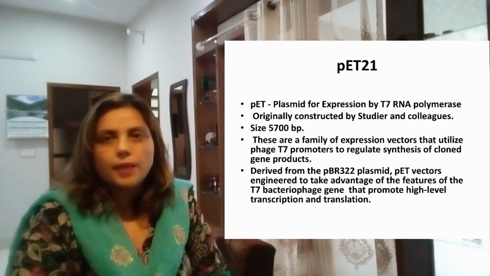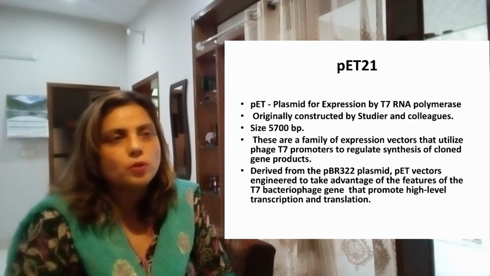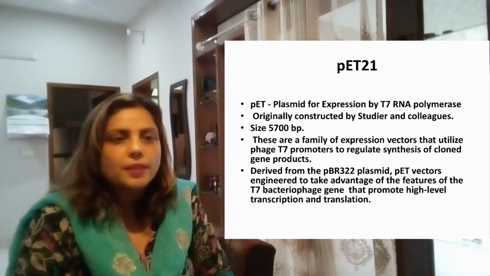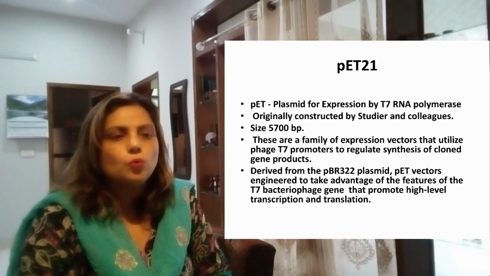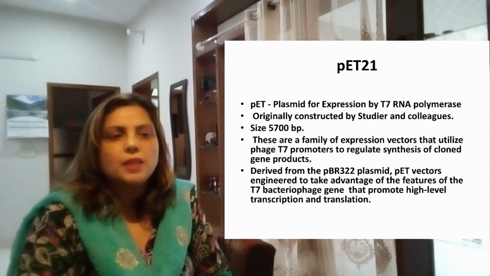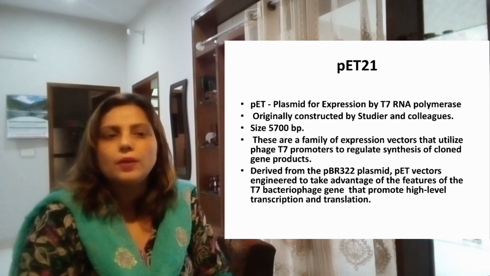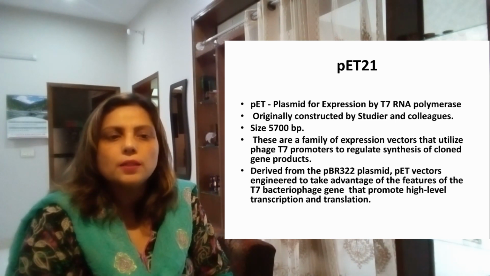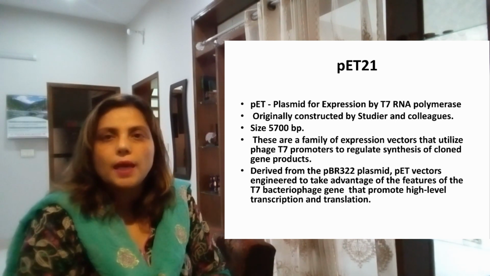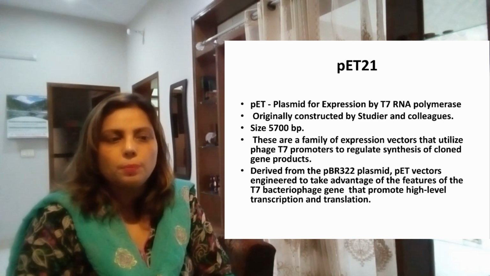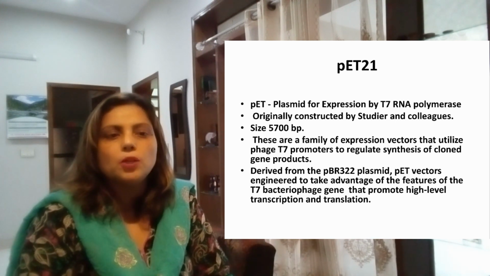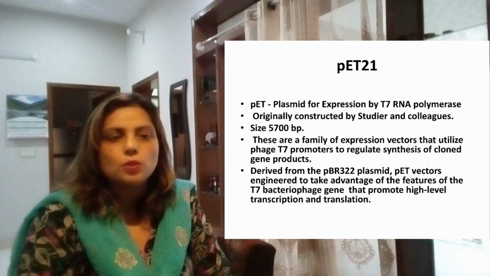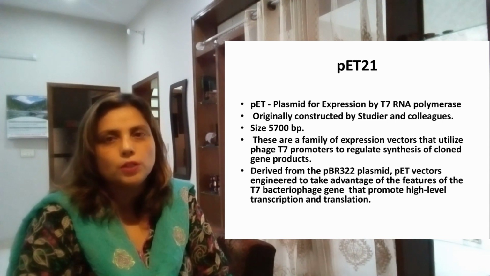Up till now we have talked about pBR322, pUC19 and pUC18. pET21 is another plasmid for expression by the T7 RNA polymerase, and it was originally constructed by Studier and his colleagues. Its size is 5700 base pairs, and they are a family of expression vectors that utilize phage T7 promoters to regulate the synthesis of the cloned gene products.